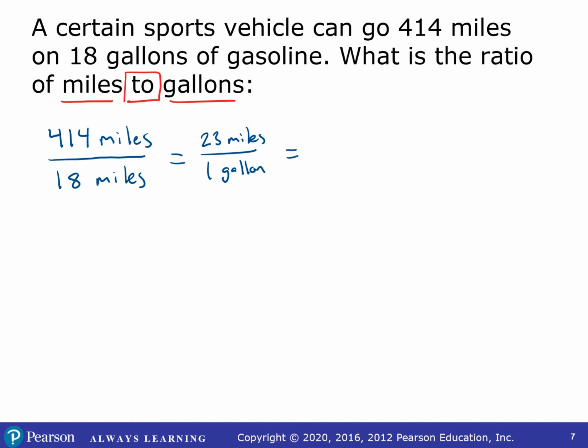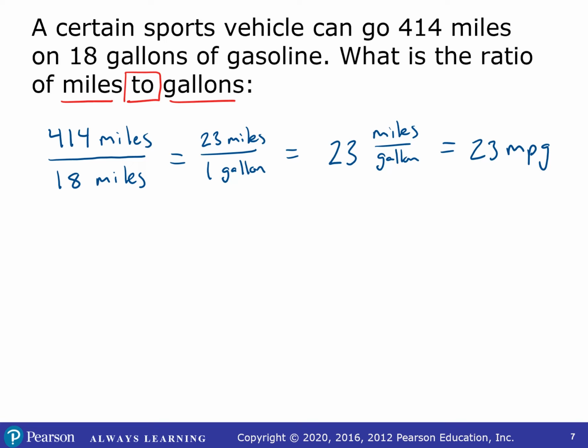We could also write this, well, 23 over 1 is 23. That's 23 miles per gallon. And normally this is written as mpg, miles per gallon. So 23 mpg. Now, this ratio here, this simplified ratio, 23 miles per 1 gallon, this is also called a rate.